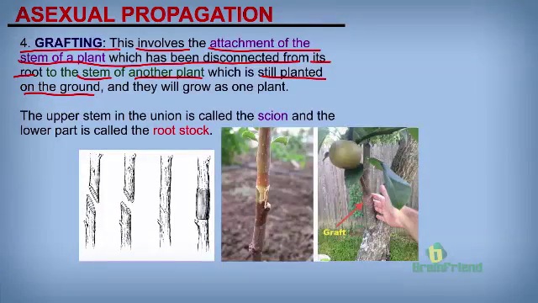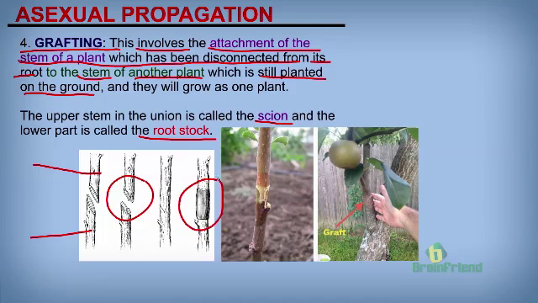In grafting, the upper stem is called the scion, and the lower stem is called the rootstock, or simply called the stock. The two stems are combined together and tied for a period of time. At the end of this period of time, they fit properly into one another and they become one plant.